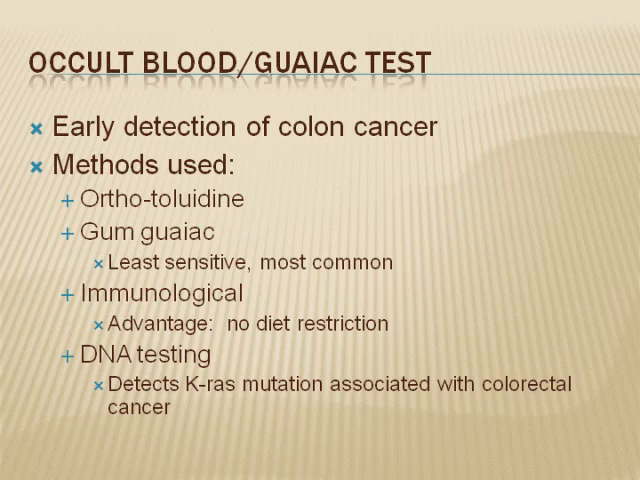Most commonly, outside of the microbiology department, the most common test that we're going to do on stool samples is the occult blood or guaiac test. This is a very nice early detection for colon cancer, and the methods are the orthotoluidine or the gum guaiac. There are also immunological tests for this and DNA testing for colon cancer. I'm used to the orthotoluidine or the gum guaiac test. Sometimes some of the older physicians will refer to it as the guaiac test. They won't say fecal occult blood. They'll say, I need a guaiac on that patient.